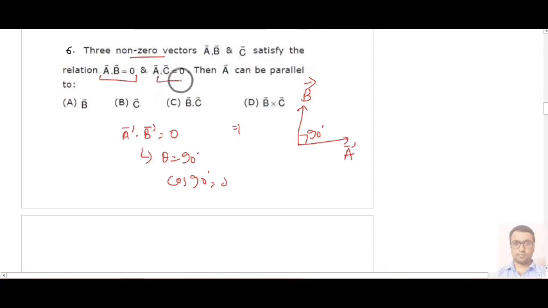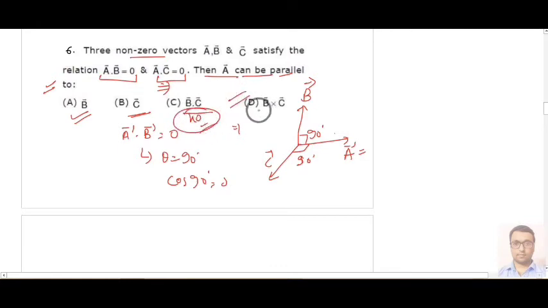Then it is saying that vectors a and c again have 0 dot product. That means a and c are perpendicular to each other. So this angle is again 90 degree. Okay, so next it is saying a can be parallel to what? A cannot be parallel to b because a and b are not parallel. A cannot be parallel to c also. We know that angle is 90 degree, and b dot c is a number, that is a scalar one. The last and only option is b cross c.